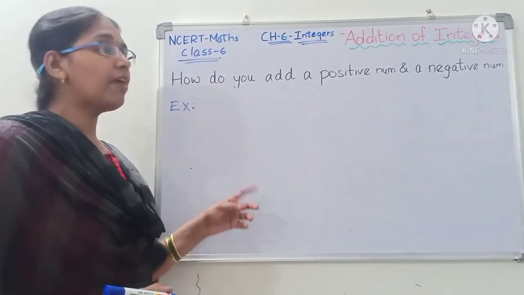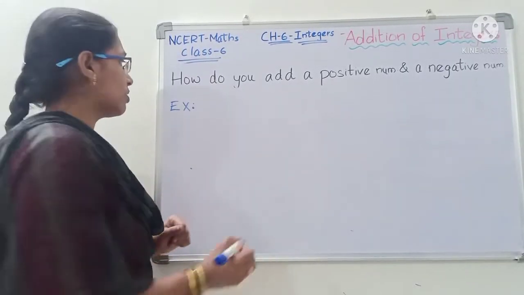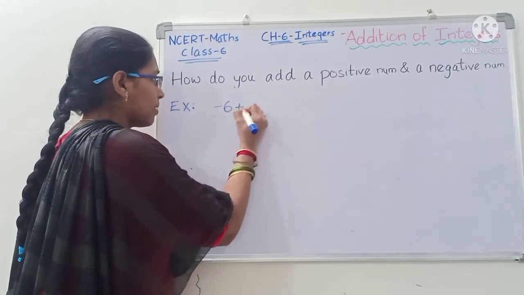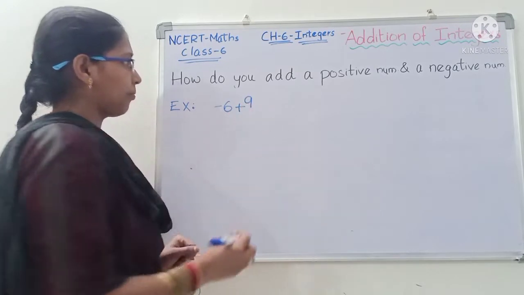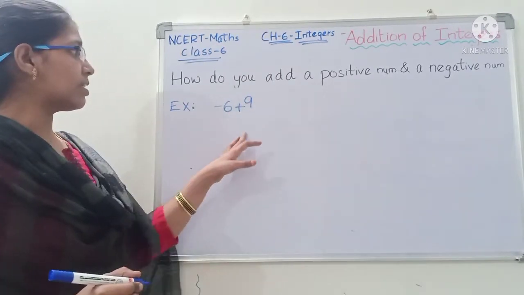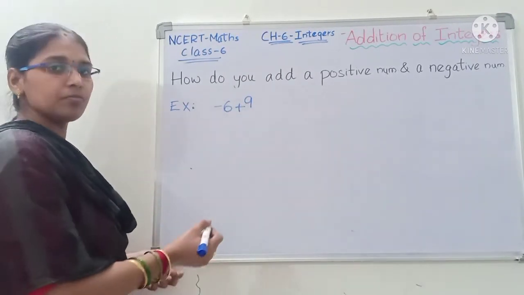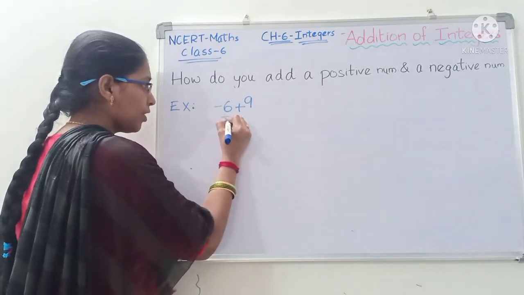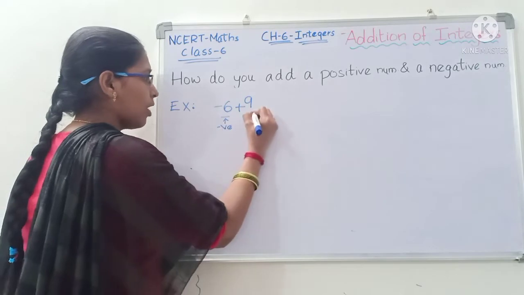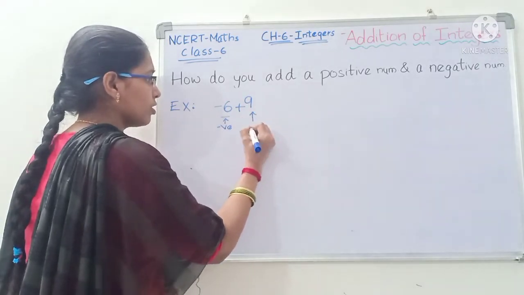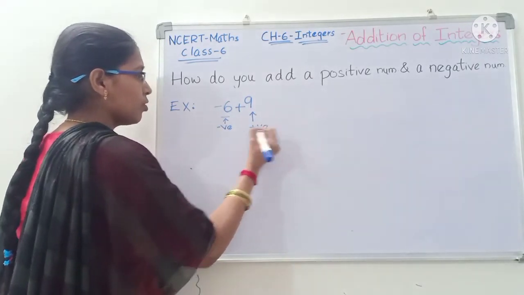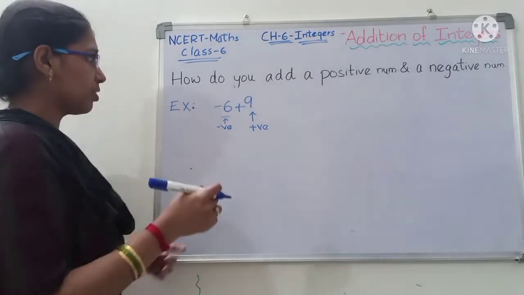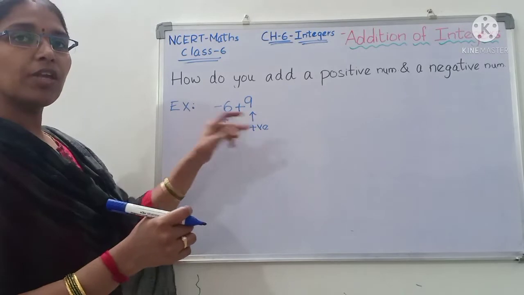Children, let's solve another example for this same concept. Minus 6 plus 9. Okay children, minus 6 plus 9. Here you will have one negative integer, and 9 is nothing but a positive integer. So how should you add if there is one negative integer and one positive integer? See children, how can you write 9?